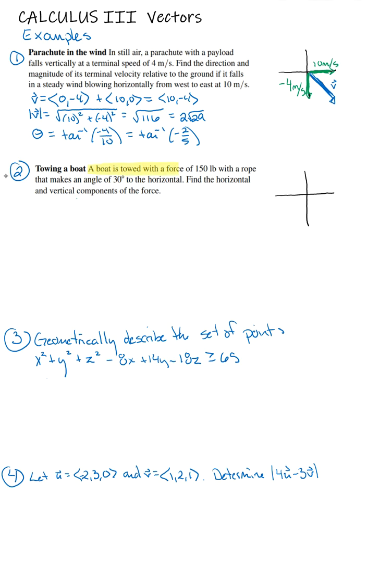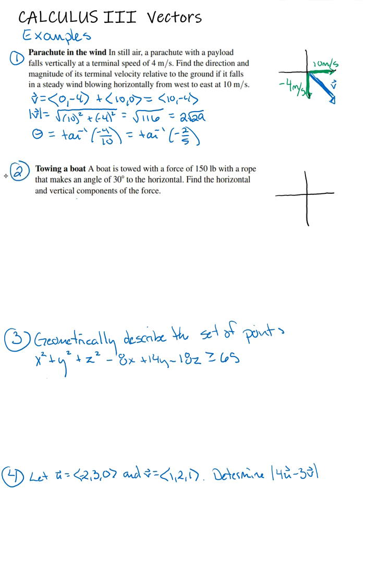A boat is towed with a force of 150 pounds with a rope that makes an angle of 30 degrees to the horizontal. We want to find the horizontal and vertical component of the force. So here we're going in the reverse direction. You'll notice in the first example, we had the horizontal and vertical components, and we found the magnitude and direction. Now what we have is magnitude and direction, and we want to find the horizontal and vertical components.